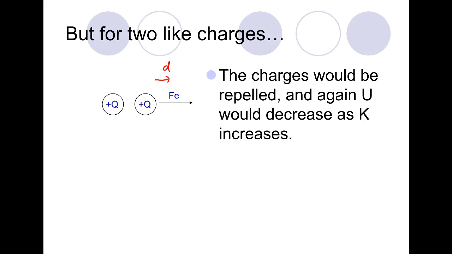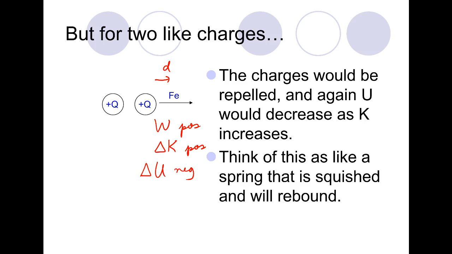So because D and FE are parallel, work would be positive, which means that you have a positive change in kinetic energy, and delta U would be negative. So it's kind of like a spring that we've squished together, and that spring is going to rebound if we cut it or get rid of it. Okay?